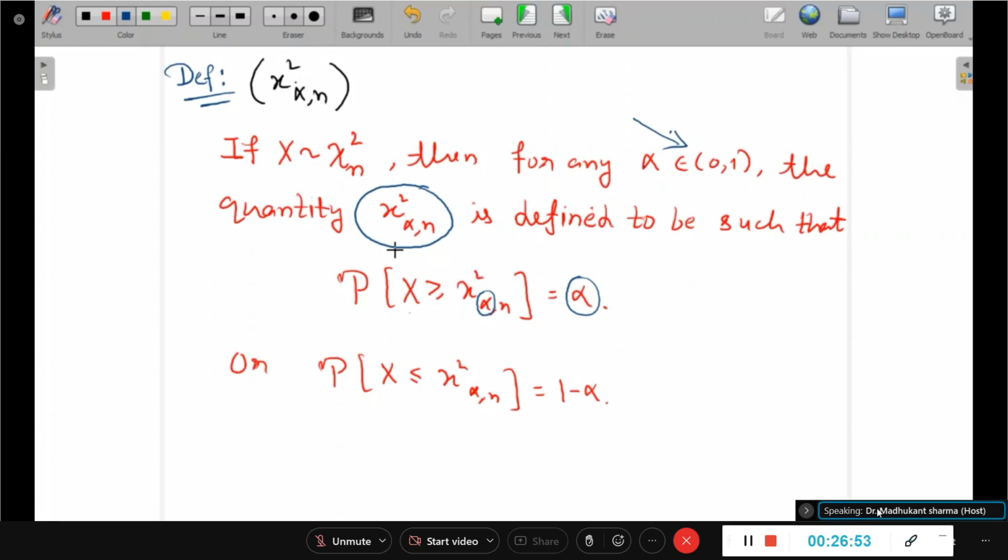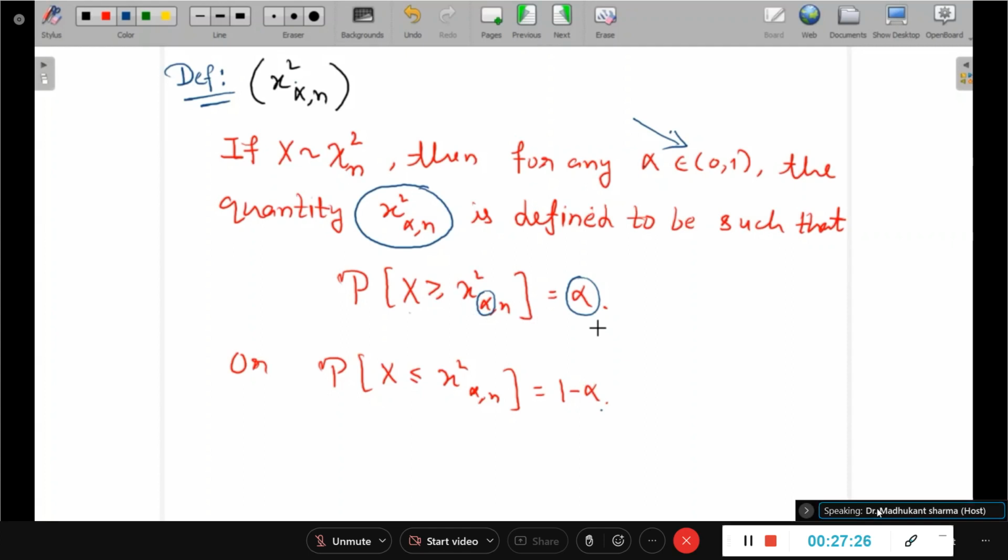Now, the quantity x square alpha comma n, the definition is nothing but probability of x greater than or equal to x square alpha comma n is alpha. It means the area covered to the right of x square alpha comma n is going to be alpha, and the area on the left is 1 minus alpha. Right of x square alpha comma n is alpha.